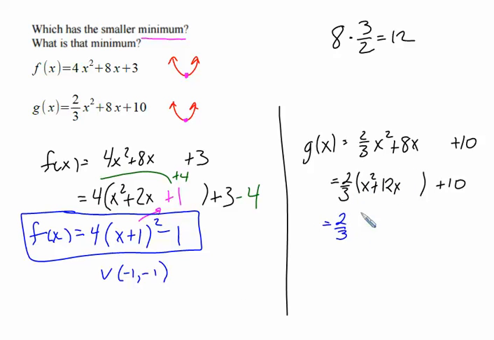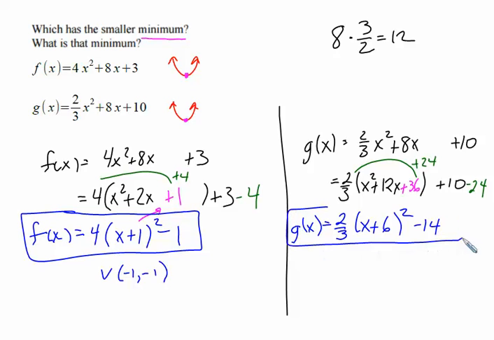Now we'll finish off completing the square. Half of 12 is 6. This is still g of x. Squaring 6 gets us 36. Be careful here though, because we have really included a positive 24. So we need to subtract the 24 to cancel it off. And when we do 10 minus 24, we get a minus 14. Here's the g of x equation. Its vertex is going to be at negative 6 comma negative 14.